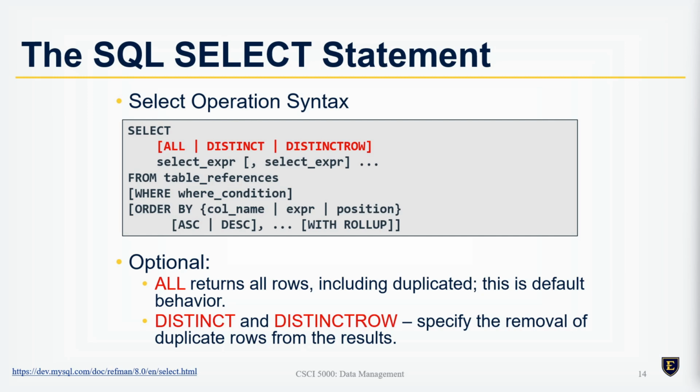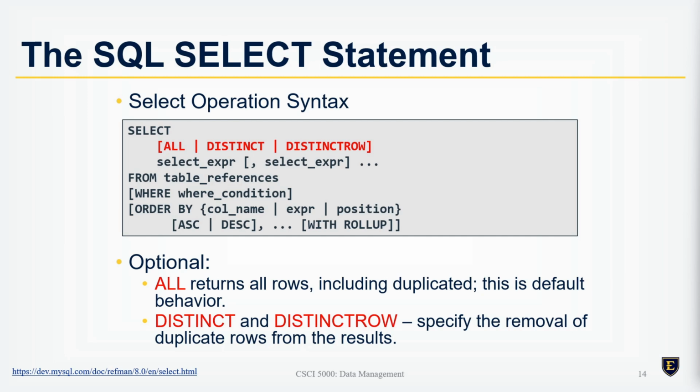The first part after the select statement is optional. You can place the word all or distinct or distinct row. Either of those things in that particular space is valid. The other thing to mention here is that if you place none of them, all is the default. So you can say select and move directly to the select expression without using all or distinct row, and that would be okay. But the behavior is that it would return all rows, including duplicated rows.